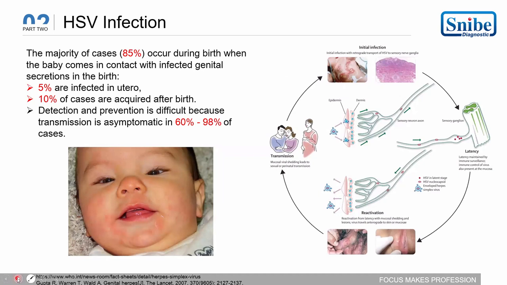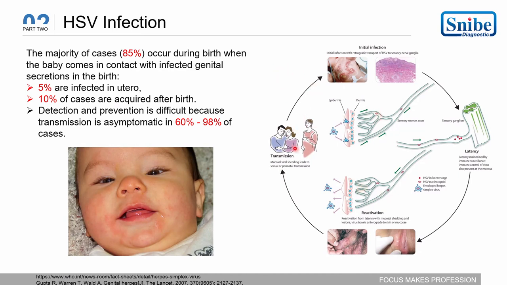So if we talk about HSV infection, the initial infection involves retrograde transport of HSV to the sensory nerve ganglia. Then reactivation occurs from latency, with mucosal shedding and lesions, as the virus travels antegrade to the skin or the mucosa. So the HSV has a latent stage and a nucleocapsid stage, and then they convert into enveloped herpes simplex virus. This is the cycle of herpes simplex virus.